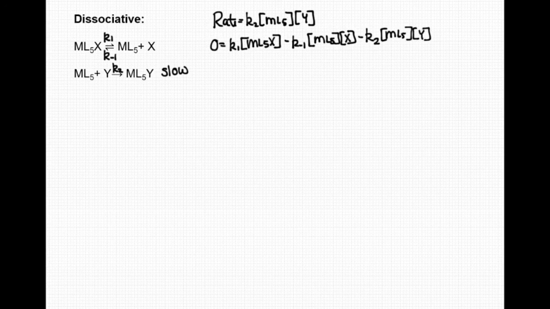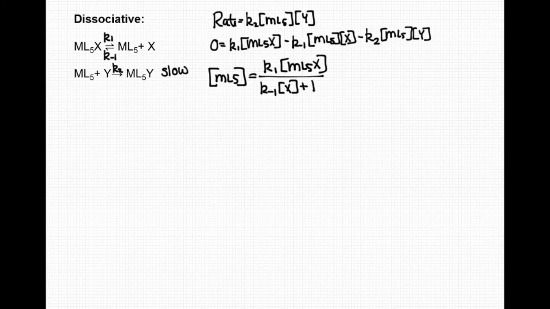Okay, so we've written the rate law based on each of the steps, forward and back. We set all of that equal to 0 because we're saying that the concentration of ML5 is not changing, so the rate is 0. If we rearrange all of that, doing algebra to collect all the terms to find the concentration of ML5, it's going to equal K1 times our starting complex ML5X divided by K-1 times X plus K2 times Y.